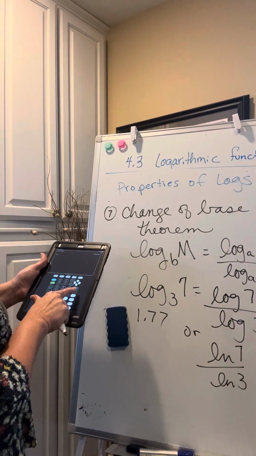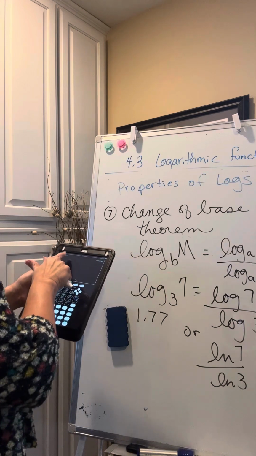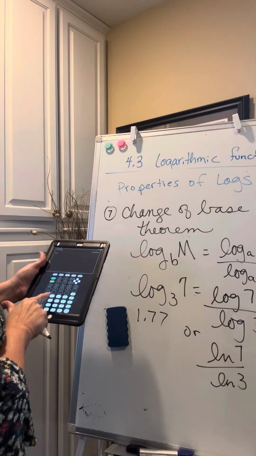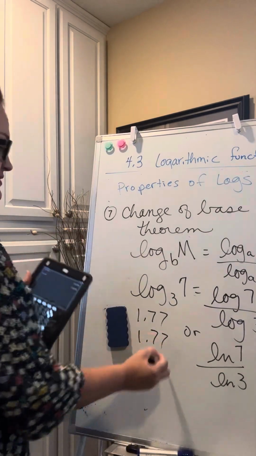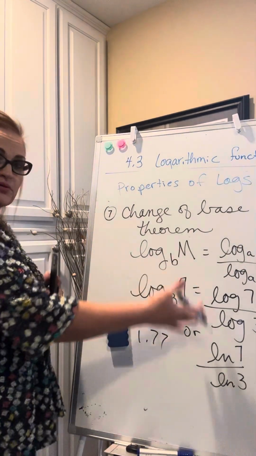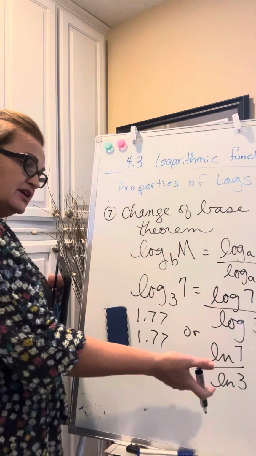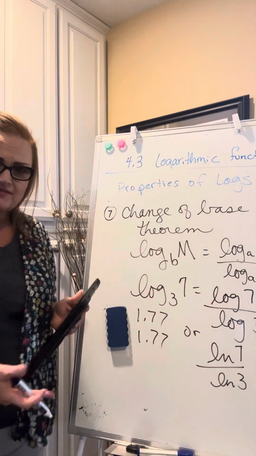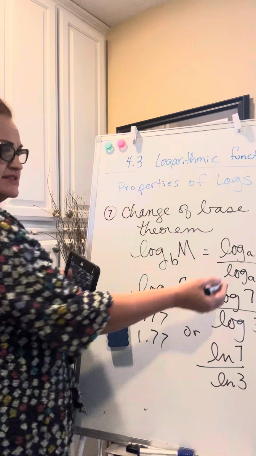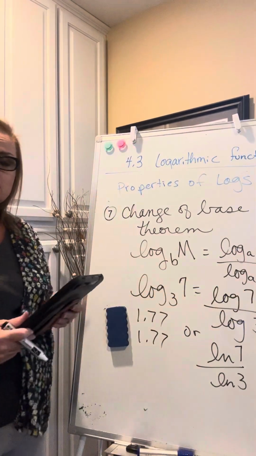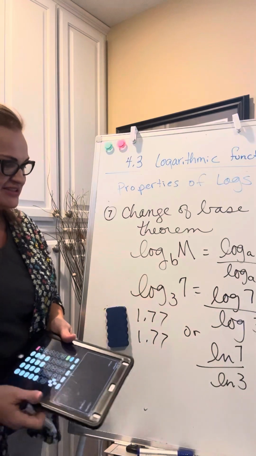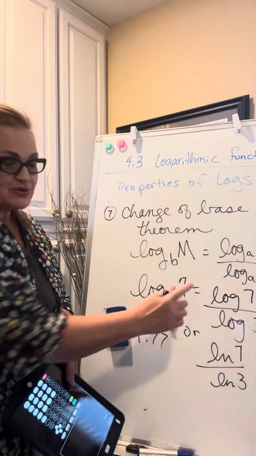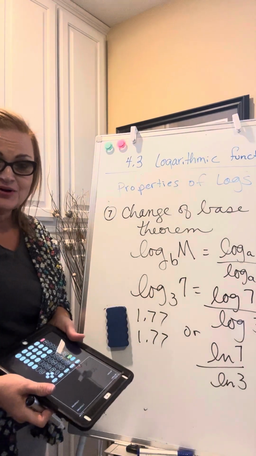Do it with your ln button as well. ln of 7 divided by ln of 3. And lo and behold, same thing, 1.77. Same answer, different base. You could do it base 3 or base 7, but you don't have that handy on your calculator, though it's saying you could. But we won't. So pick one of these to do that. You do get the same answer. Notice that 3 to that power should equal 7. We can check our work and see that it's so.